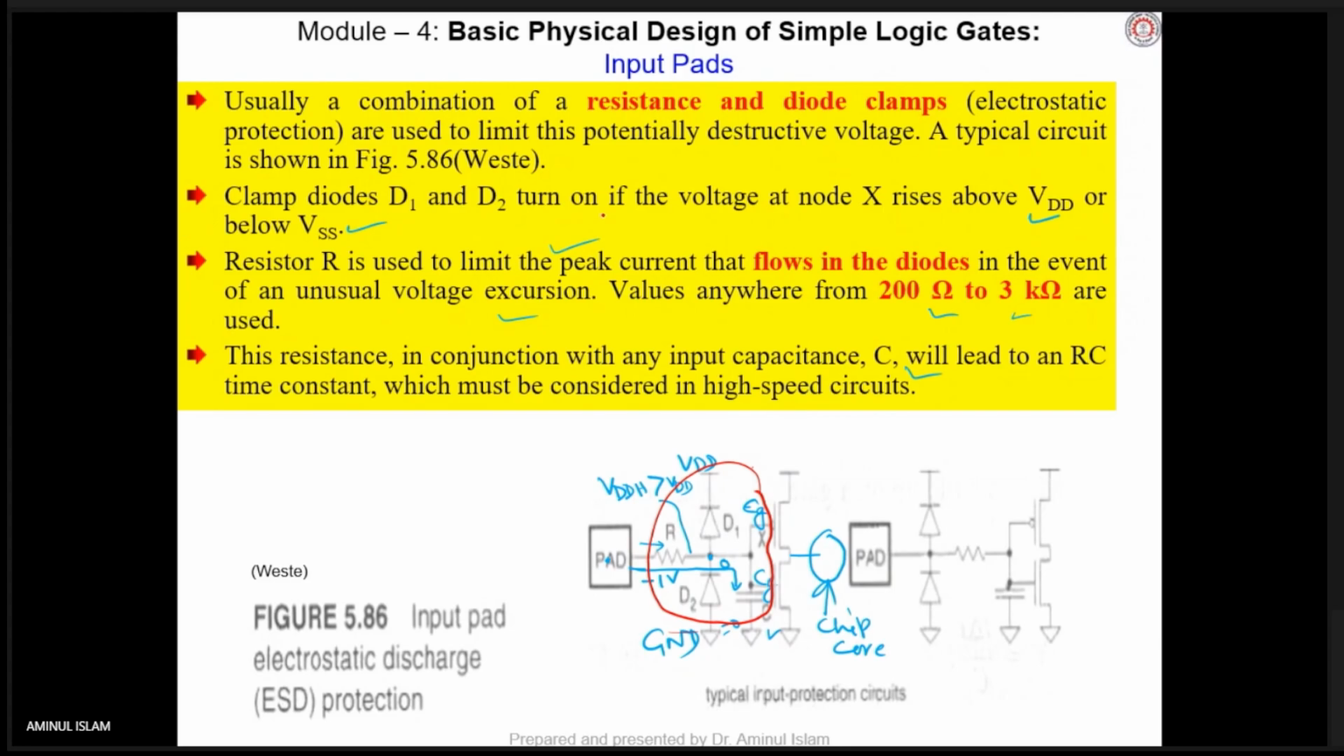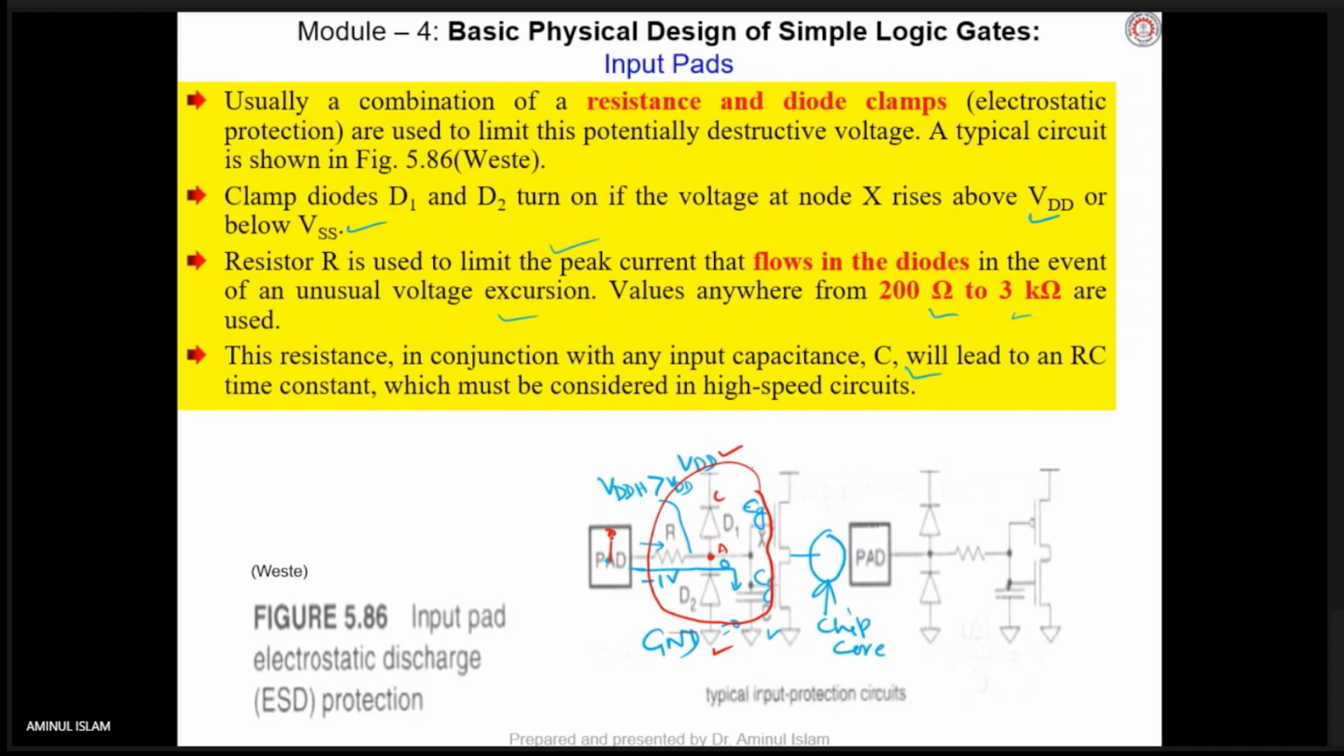Clamp diodes D1, D2 turn on if the voltage at node X rises above VDD or VSS. See, the diodes are connected in such a way that normally they are reverse biased. VDD is given here, VSS ground is given here. So this is the cathode side, this is the anode side, so it is reverse biased. But if the voltage coming from the external pin is beyond VDD by 0.7 volt, this diode is going to be conductive. D1 is going to conduct.